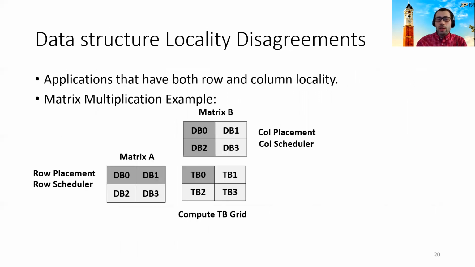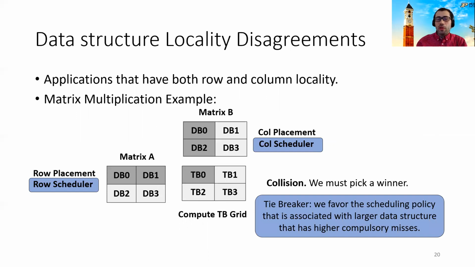Some kernels will access multiple data structures in different ways. When this happens, each structure will be placed in the correct way, but there's only one threadblock scheduler we can select for a particular kernel. For example, in matrix multiplication, the placement of matrix A favors a row scheduler, whereas the placement of matrix B favors column scheduling. And so in this case, we have a collision, and we have to pick a winner.